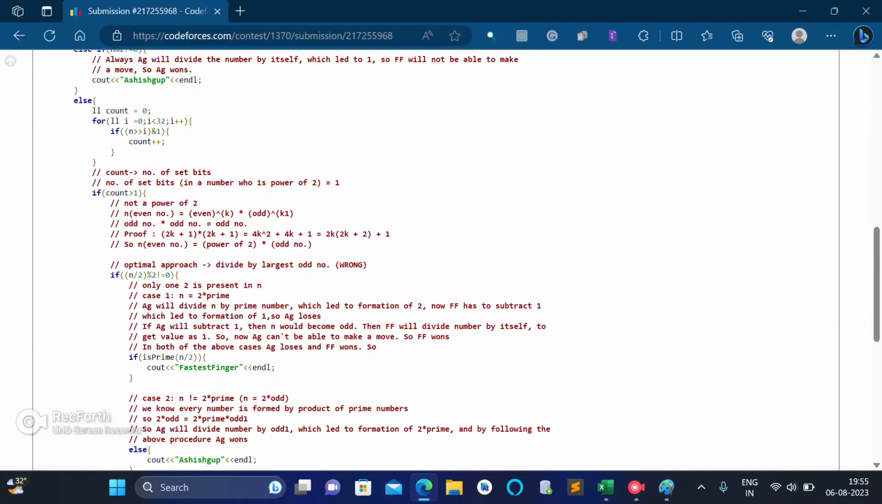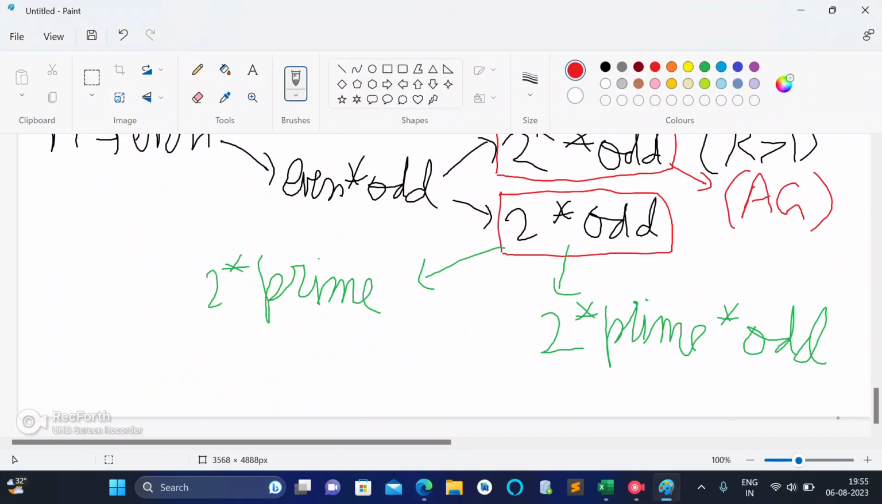Now I've seen that the number n given to us is of the order 10 to the power 9. So it is not actually possible to apply sieve, because in sieve you have to make an array of size n, and as n is of the order 10 to the power 9, you won't be able to make an array of 10 to the power 9. So the standard way of finding whether the number is prime or not is to apply the square root method.